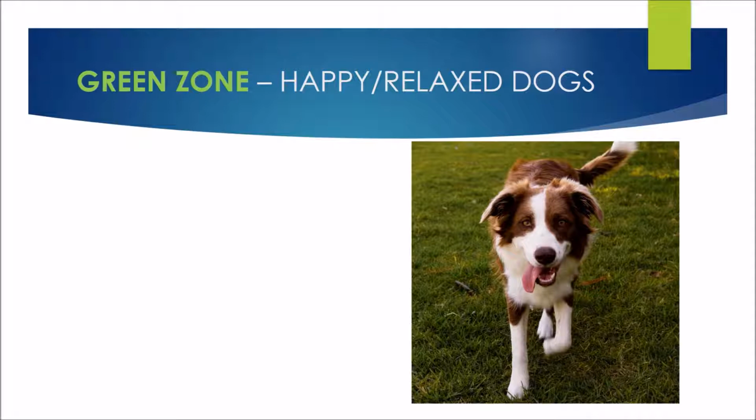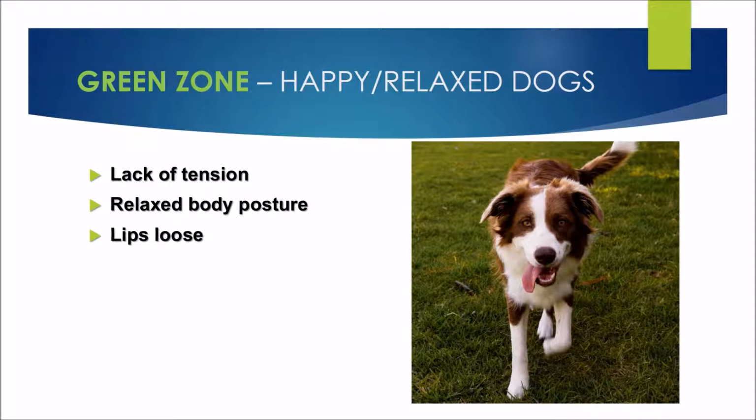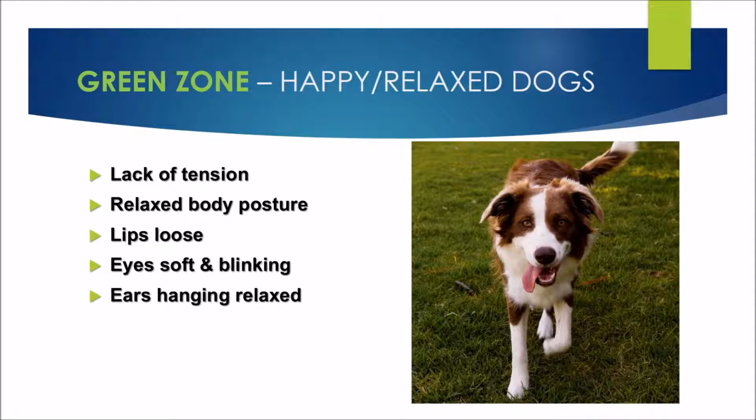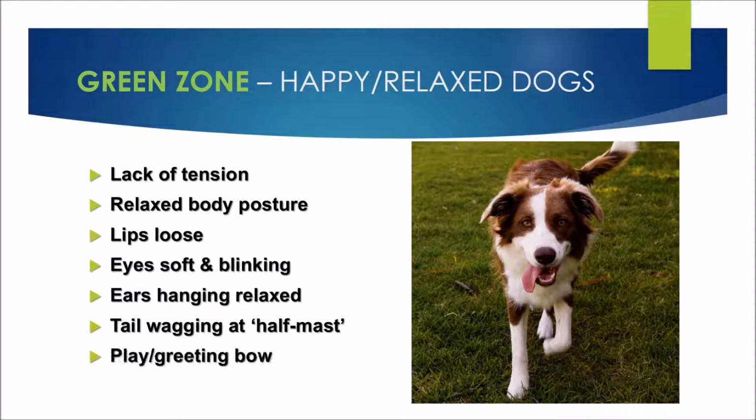So we're going to run through it really quickly. But first of all, we're looking for a real lack of tension. The body's nice and relaxed. The lips are nice and hanging loose around the mouth. The eyes are soft and blinking. The ears are relaxed. The tail is what we call a half mast, so it's nice and loose and sweepy, and they may even be offering a play bow or a greeting bow, so really looking at wanting to engage and interact with the environment.